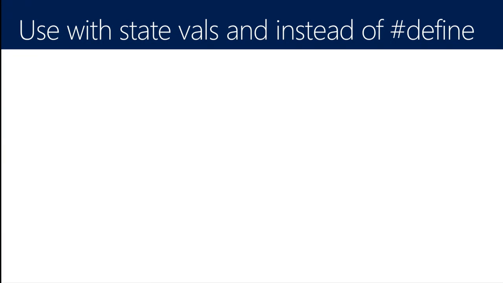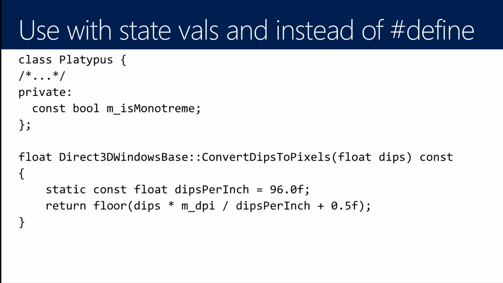So const is usually the right choice. This is what an MVP said: it is usually the right choice. Use const with static values instead of define. So here we've got, for the platypus, a constant Boolean is_monotreme. It occurred to me after I had submitted this deck that that's probably not the best example, because a platypus is obviously a monotreme, so it should be true all the time.